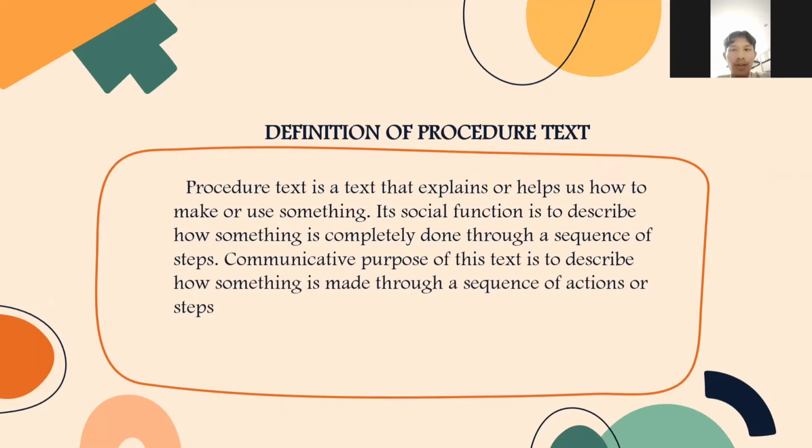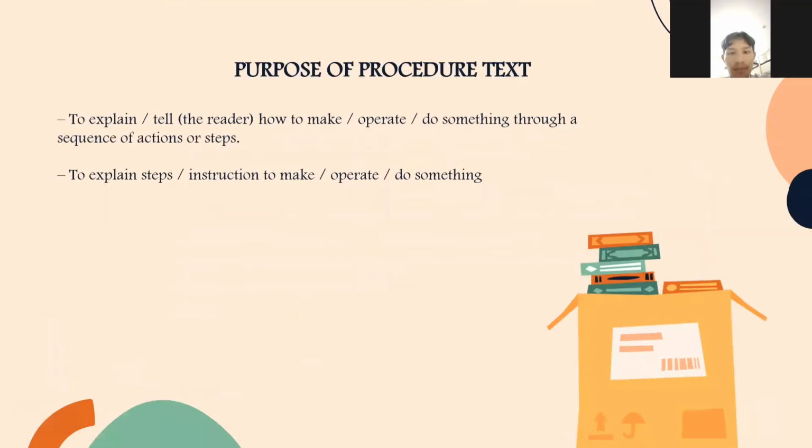Okay, thank you to the moderator. I would like to explain the definition of procedure text. Procedure text is a text that explains or helps us how to make or use something. Its social function is to describe how something is completely done through a sequence of steps. The communicative purpose of this text is to describe how something is made through a sequence of actions or steps. Next, please.